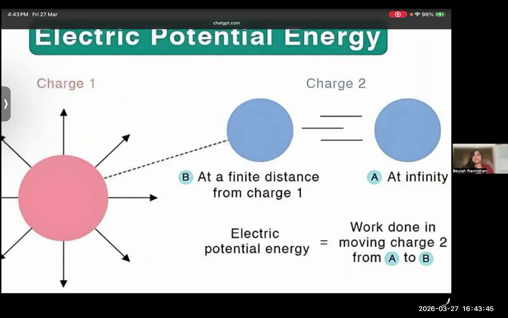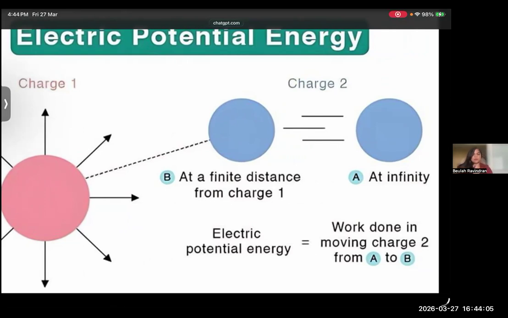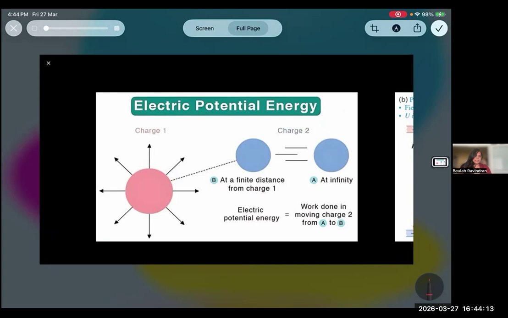Then we'll see what is potential energy due to a charge in an external electric field. Okay, so in an external electric field, the charges interact with the field created by the other sources. So the charges interact with the field. If you see here, at a finite distance from charge 1, here it is at infinity, a point at infinity we can take. It is a finite distance from the charge 1. Okay, this is the major difference actually.